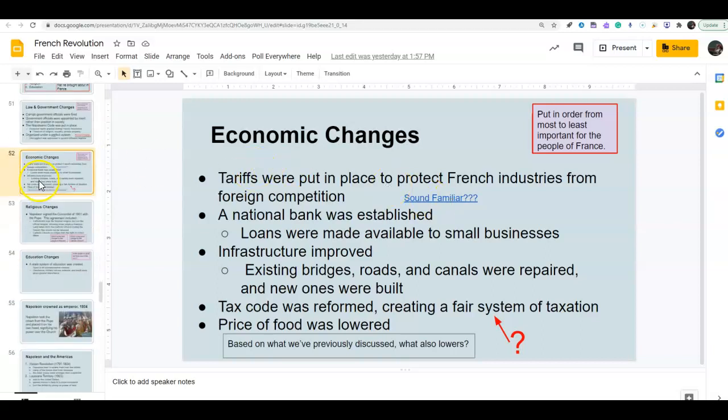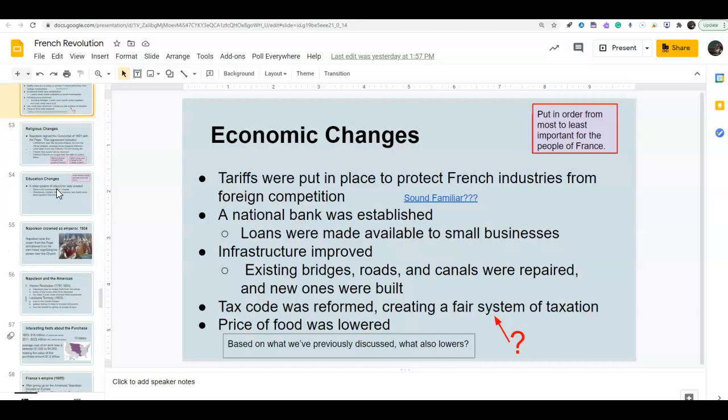Alright, so that's some of the main things that he did while he was in power. And some of the first things that happened.